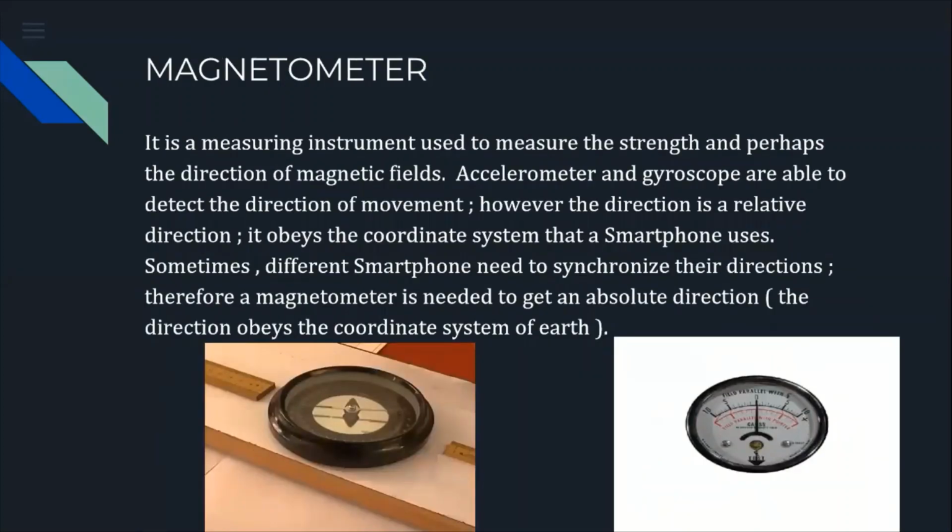Magnetometer. It is a measuring instrument used to measure the strength and perhaps the direction of magnetic fields. Accelerometer and gyroscope are able to detect the direction of movement. However, the direction is a relative direction. It obeys the coordinate system that a smartphone uses. Sometimes different smartphones need to synchronize their directions. Therefore, a magnetometer is needed to get an absolute direction. That is, the direction obeys the coordinate system of Earth.